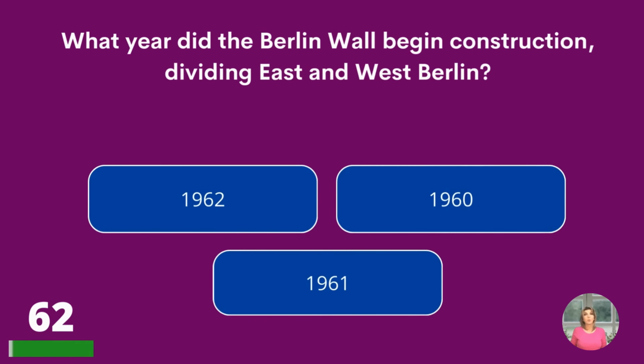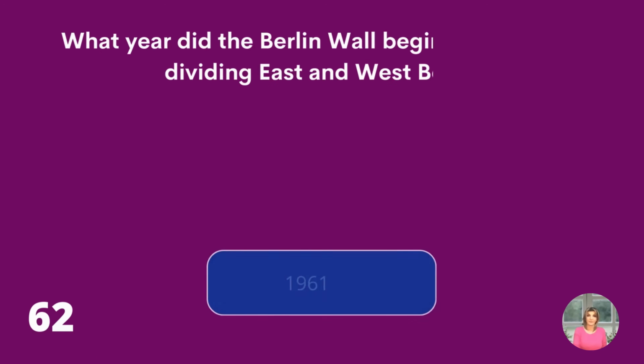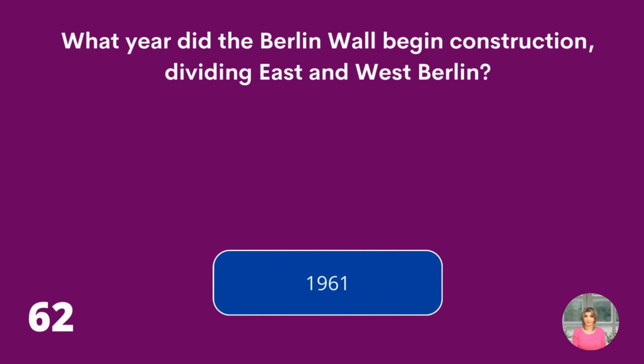What year did the Berlin Wall begin construction dividing East and West Berlin? 1962, 1960, or 1961? 1961.